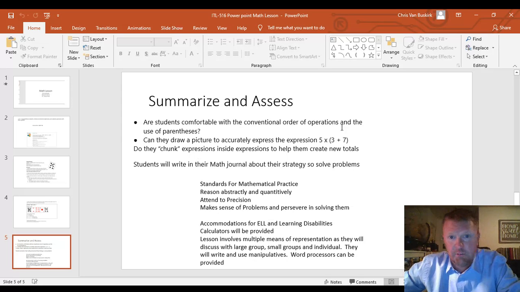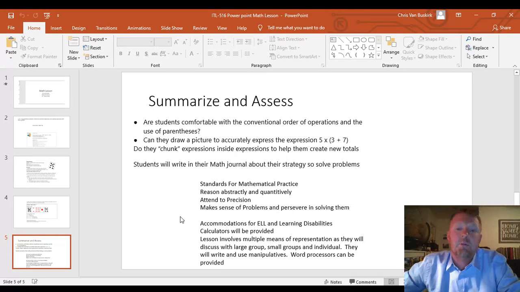And we want to make sure that they're comfortable with the conventional order of operations, the use of parentheses, the standards for mathematical practice. They're going to reason abstractly and quantitatively, attend to precision, and make sense of problems and persevere in solving them. Accommodations for ELL and learning disabilities.